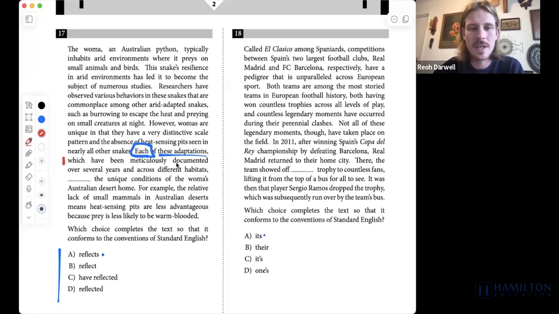Well, everything from which to habitats is ultimately a non-essential phrase. So each reflects, right? So each reflects. It's because we're singular. We use the singular conjugation in terms of number. All right, reflect is plural. Have reflected would just not be the right tense here, right? We're just sticking in the simple present. And reflected is the simple past, also doesn't work as the tense for this, right? So we want it to be in the singular present. A does that for us perfectly.